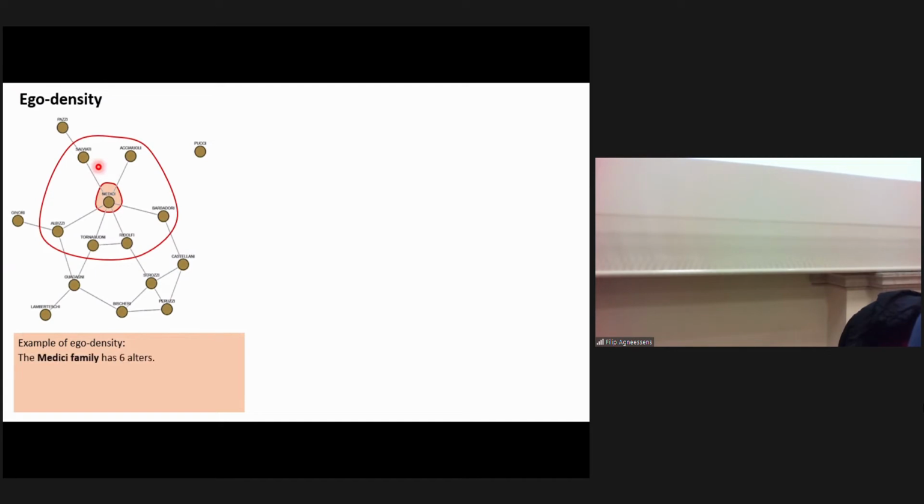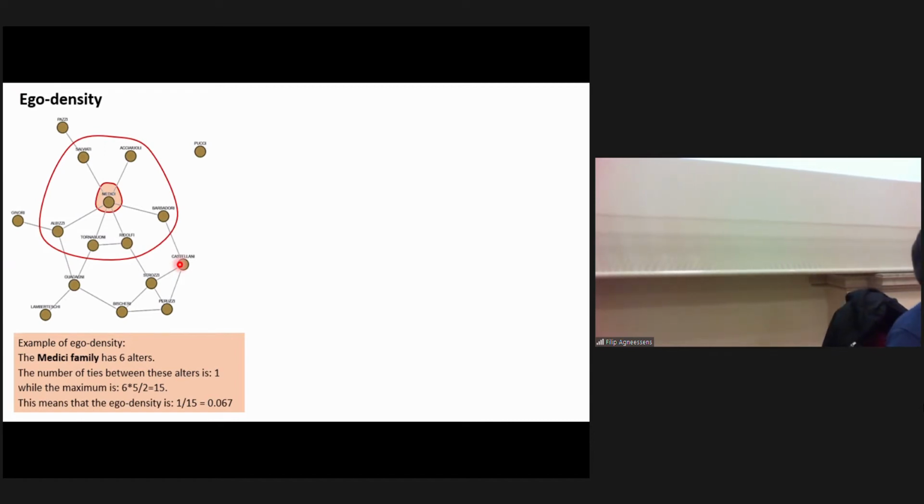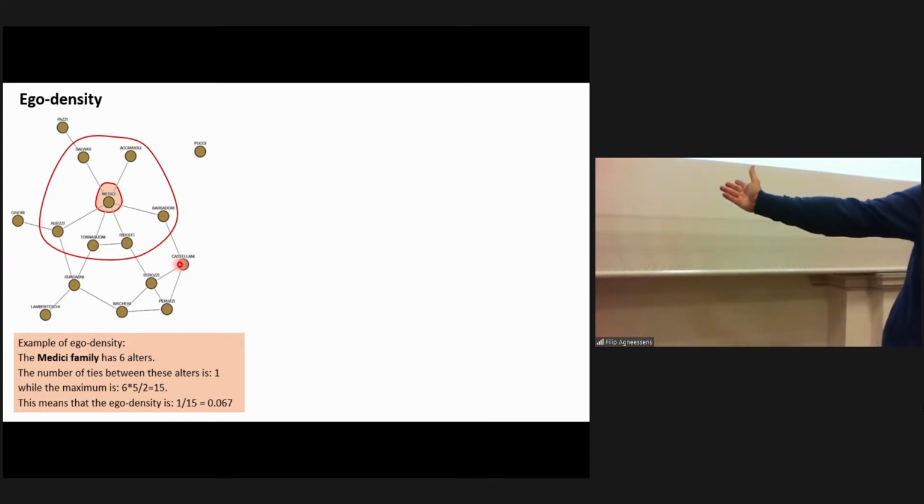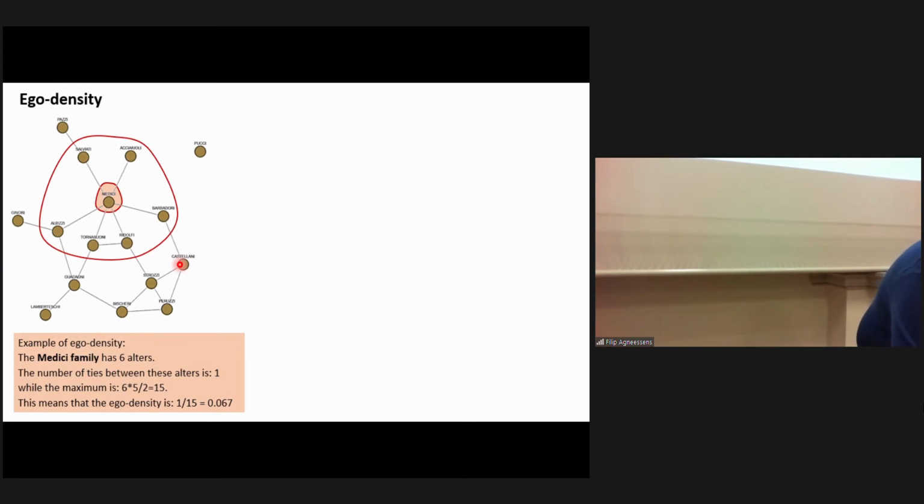So the Medici have 6 alters. The number of ties between these alters is 1. If I count it once, I can also count it 2 ways. As you know, as long as you're consistent with the numerator and the denominator, it's fine. So I have 1 tie. There could be 6 times 5 divided by 2 ties. That's 15. So I have a density of 1 over 15, or 0.06. Is that okay? Very simple measure. In fact, any of the cohesion measures that we saw, we can apply to an ego network of a person. So we could look at how many components there are among the alters or things like that.